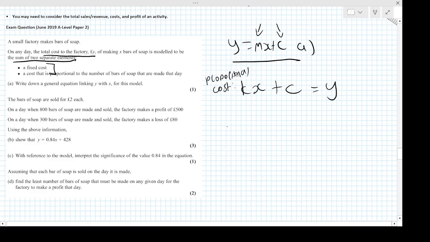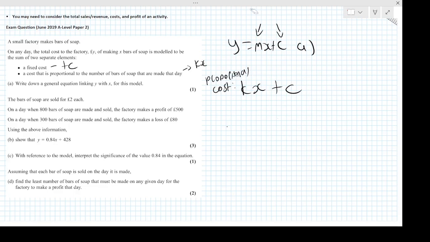Well, hang on a minute. If I just call k m here, I get the equation mx plus c. So this actually turns out to be a linear model, although it can be fairly tricky to realise that. Again, fixed cost will be plus c, and proportional cost will be kx. If you add those together, I get kx plus c, which is in the form of mx plus c. But I'm going to call it m instead.